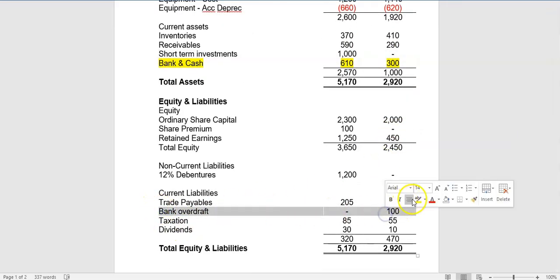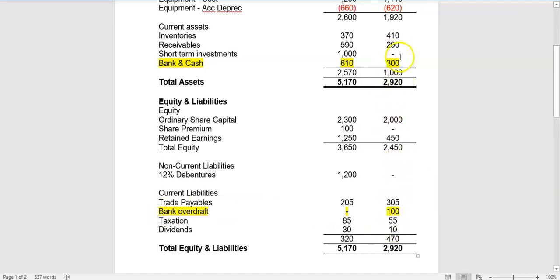The other key thing we should include here is the bank overdraft. That is classified as a cash equivalent under IAS 7. So we're looking at the movement between the start of this year and the end of this year. And that's essentially the final answer you're working towards.